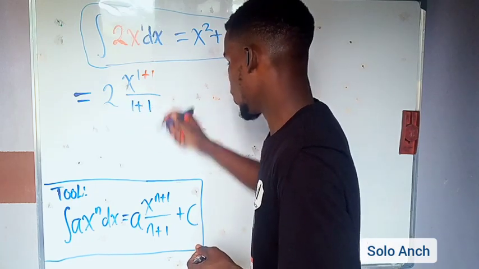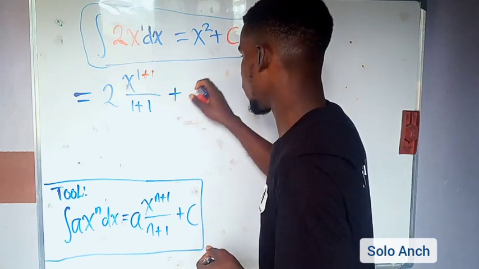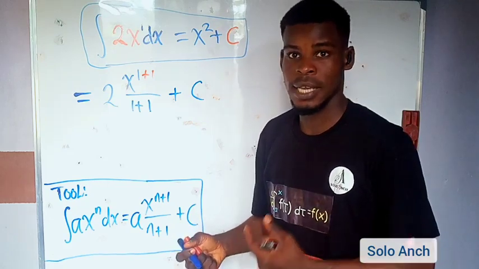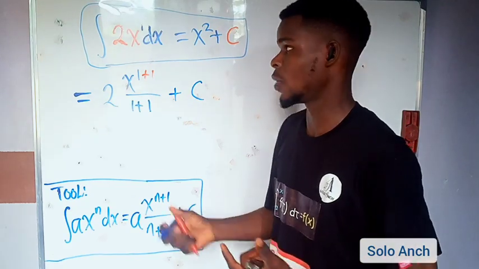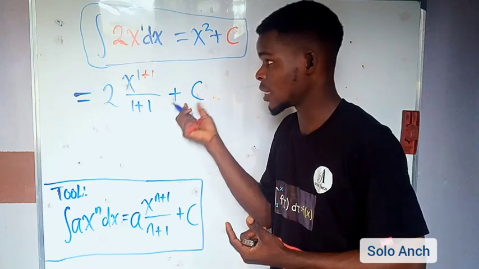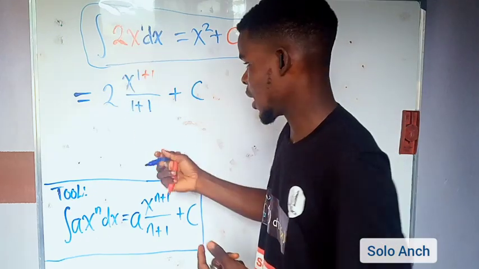Okay, when you're done, you're going to add an arbitrary constant. Always remember that whenever you're doing antiderivative, or you can call it integral, always remember to add the arbitrary constant. This is an indefinite integral, so that is true.